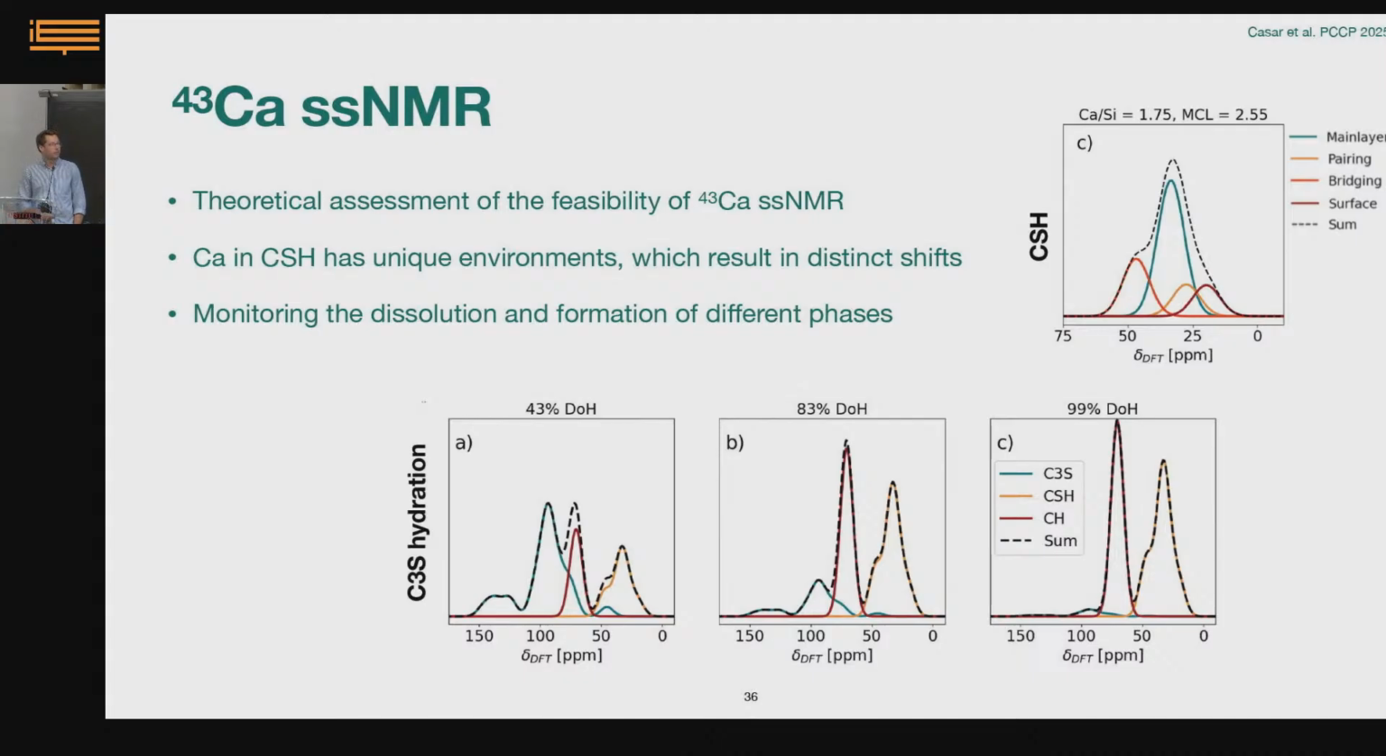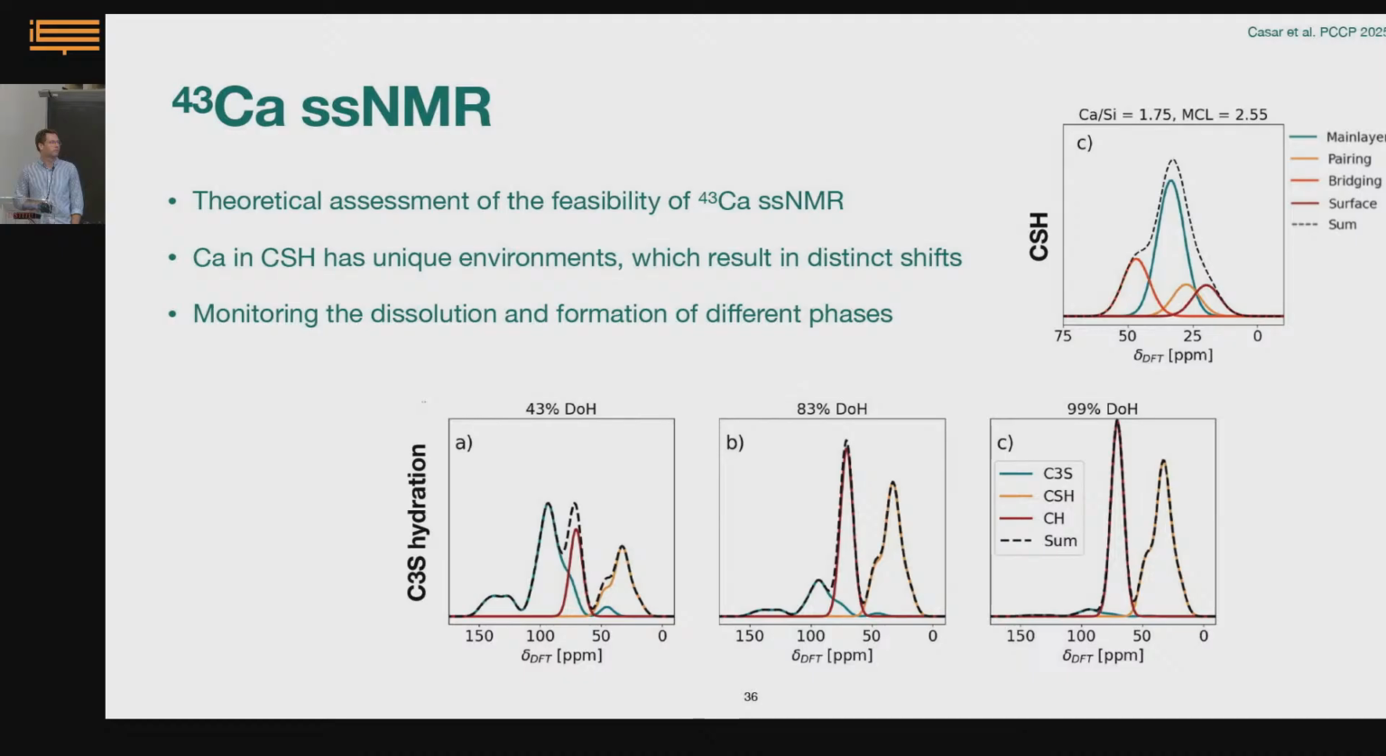So we did some nanofoils and calculated the calcium by density functional theory, and we get a predicted calcium solid state NMR spectrum of a CSH nanofoil. We see from our structure that the different calciums, the main layer calcium, the bridging calcium, the interlayer calcium, and the surface calcium, should all have slightly different shifts. So it should be possible by calcium NMR to figure out the calcium distribution in CSH, which would be kind of cool if anybody gets the money for the machines.